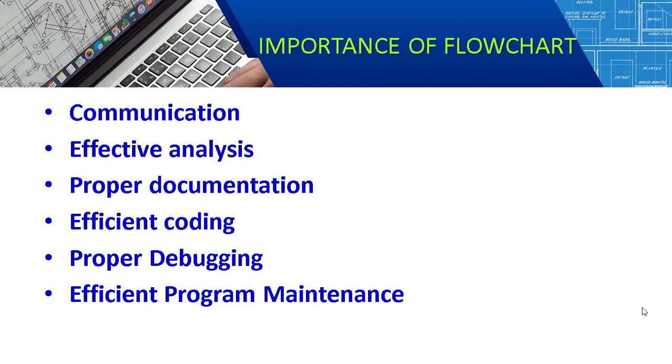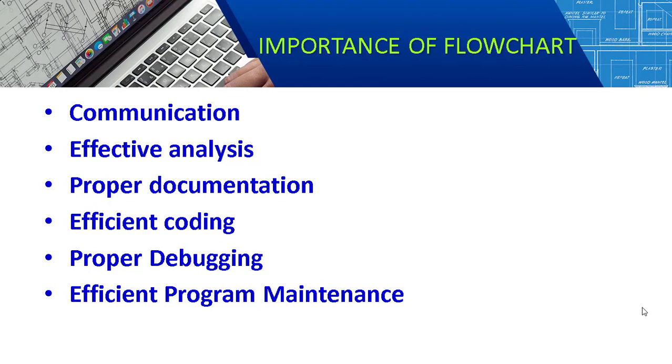The next importance of flowchart is efficient coding, that is, how the coding has to be done. The flowchart acts as a guide or blueprint during the system analysis and the program development phase. So when you are developing a program, this will act as a blueprint or guide. Seeing this flowchart, you will be able to start the coding in an efficient way.